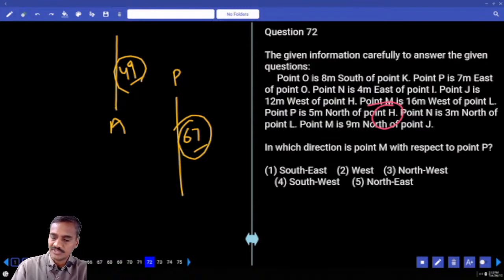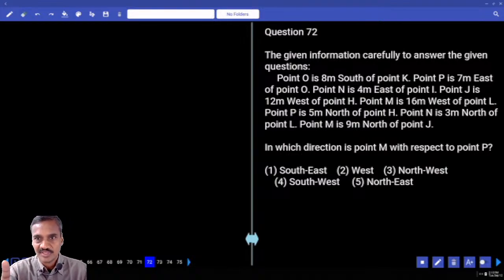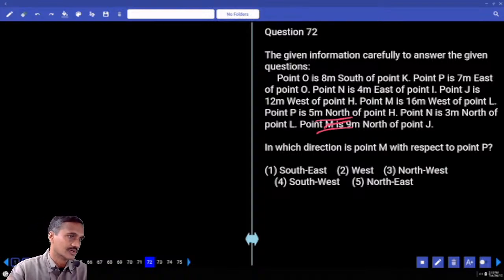Then coming to 72 onwards. Is 72 onwards first or second priority? Definitely first priority. Now we have chosen 66 to 70 as the first priority, but it is a bouncer, isn't it? It definitely consumes around 3 to 4 minutes. From here onwards, you need to check carefully and select the questions.